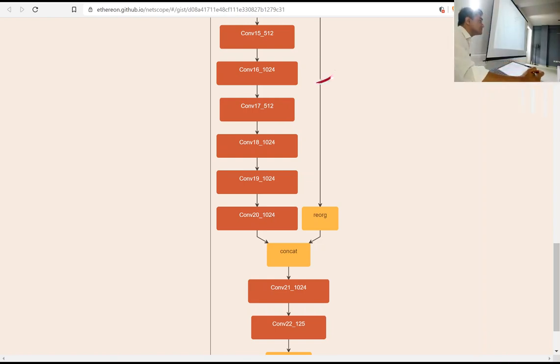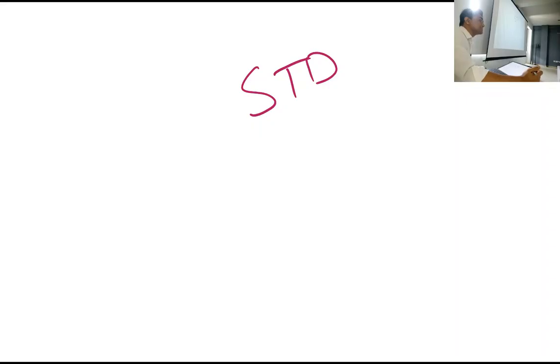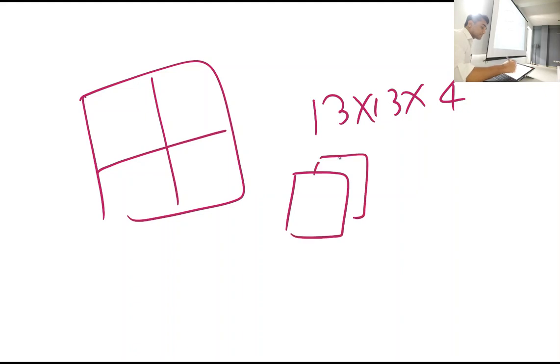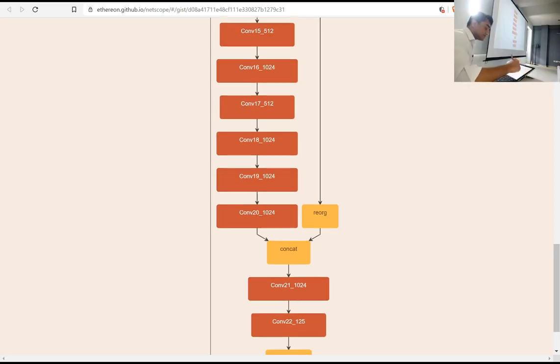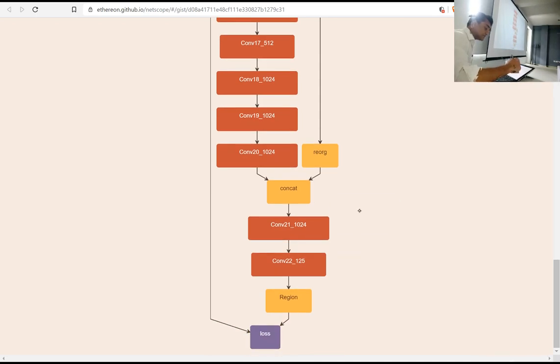What is the full form of STD? Space to depth, right? There's only one definition of STD. So what you're going to do, you're going to take your 26 cross 26 and convert this into 13 cross 13 cross 4, right? That is what we do for our skip connection, unconcatenate, and these two layers we are adding.